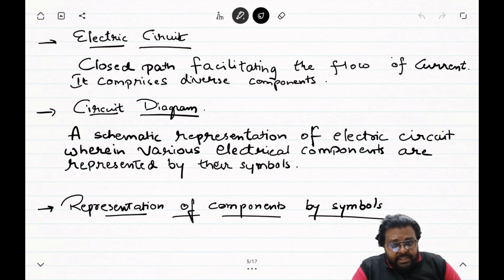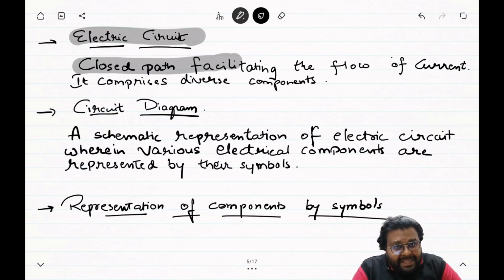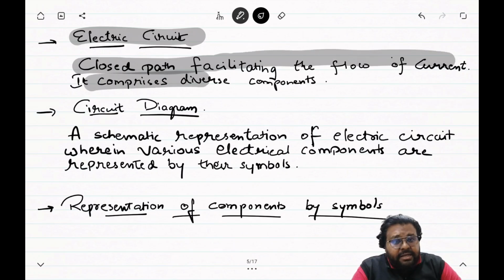So now, electric circuit. What is an electric circuit? An electric circuit is a closed path in which electric current flows. It comprises diverse components: wires, switches, a power supply, and various components like a bulb, like your charger, like anything that constitutes an electric circuit. Now, we cannot draw again and again a battery, a cell connected with another cell and a bulb, and all these.